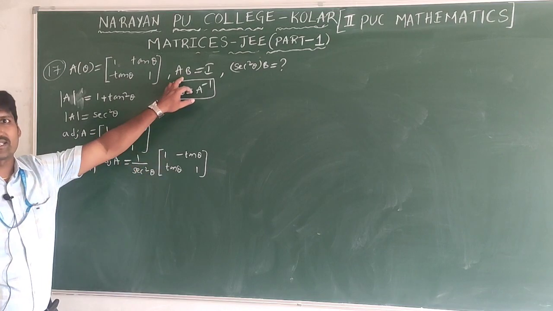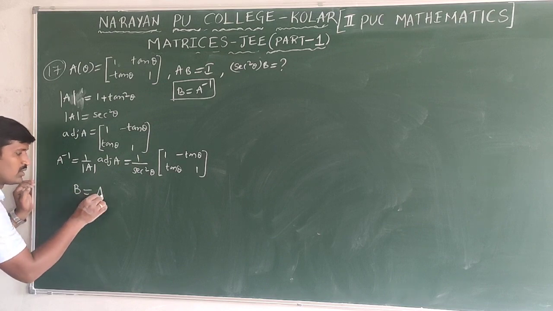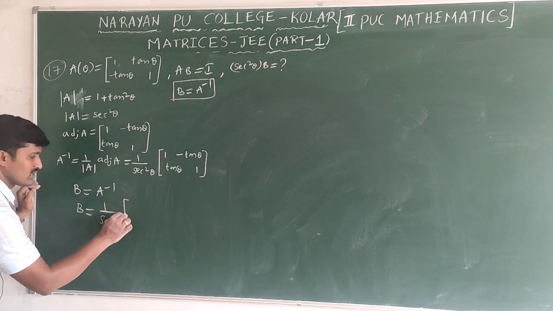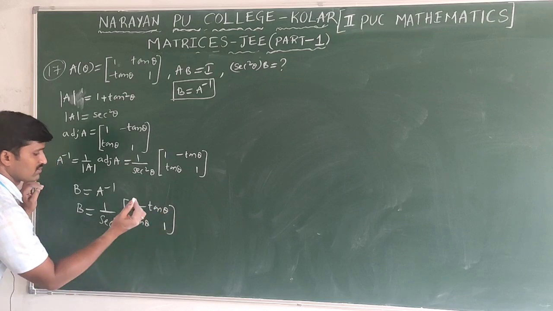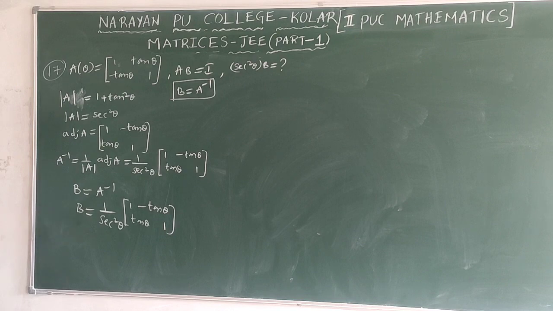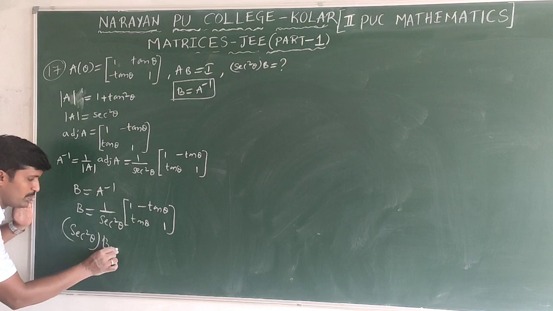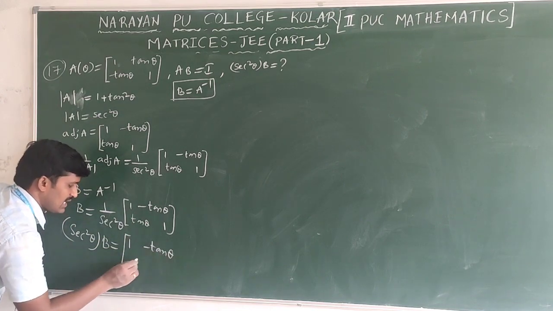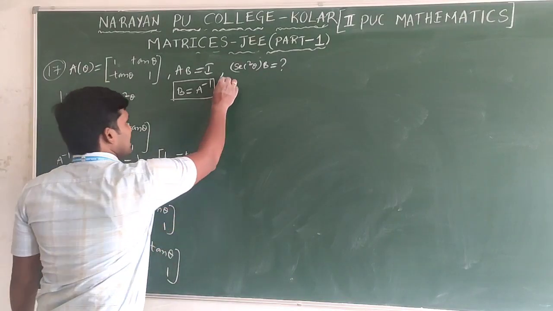Now we have a condition here, what? As per the invertible matrices concept, A B equal to I means B is the inverse of A. From that, B equal to A inverse. B equal to what is A inverse? 1 by secant square theta into 1, minus tan theta, tan theta, 1. Now take this secant square theta to the left side, it comes to the numerator. What will you get? Secant square theta into B equal to what matrix? 1, minus tan theta, tan theta, 1.